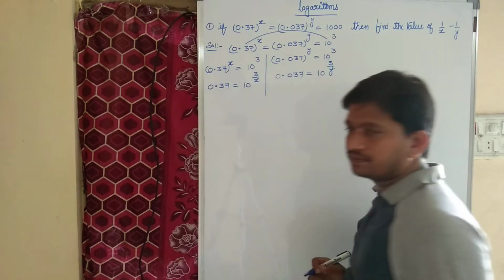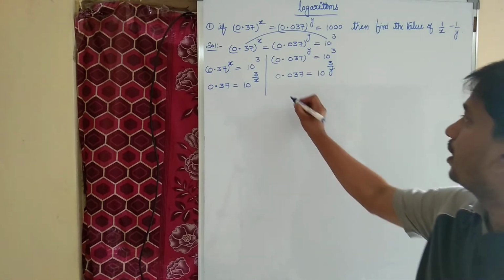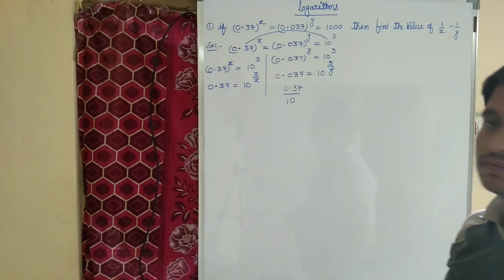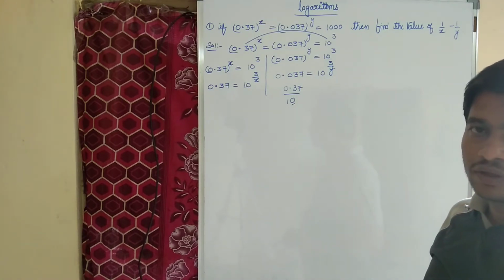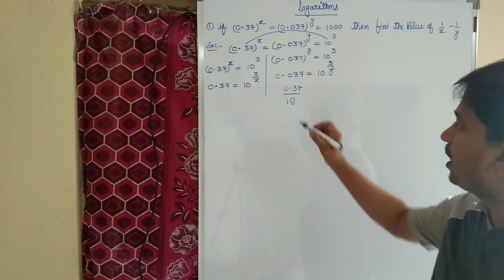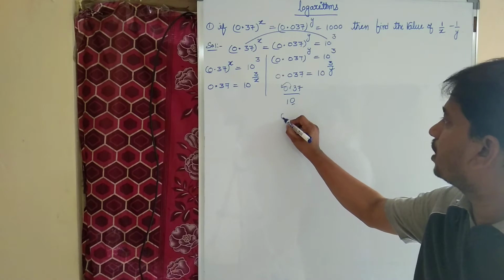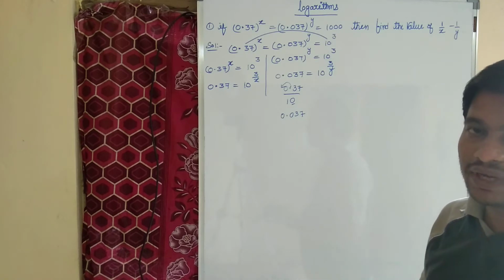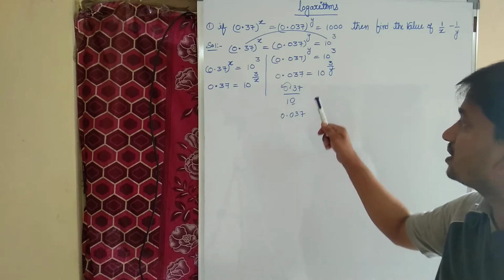Now one minute children, if you concentrate here, 0.037 is there. 0.037 I can write as 0.37 by 10. We are dividing by 10, I mean we have 1 zero. When we are dividing by 10, what will happen? This decimal point shifts towards the left by 1 place. Again this will become 0.037 only. Why are we writing this? Because as per our convenience, 0.037 we can write as 0.37 by 10.